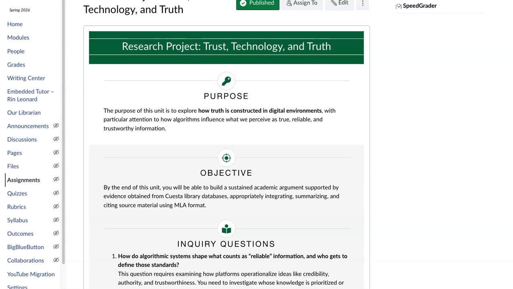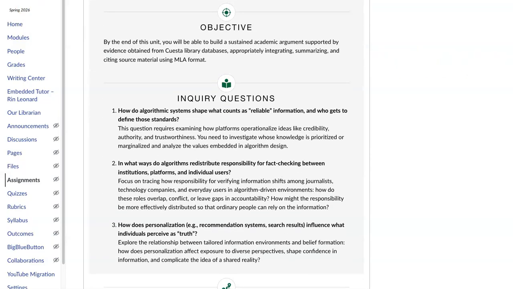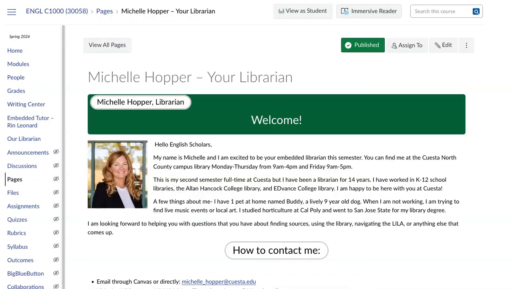Hello, it's week 14, and I want to provide you with a recap of where you've been and then a projection of where we're going. So we have been working on a research project for the past few weeks about trust, technology, and truth. You chose one of these inquiry questions, and then with the help of Rin, our embedded tutor, and Michelle Hopper, our librarian, you've been finding sources through the Questa library databases.